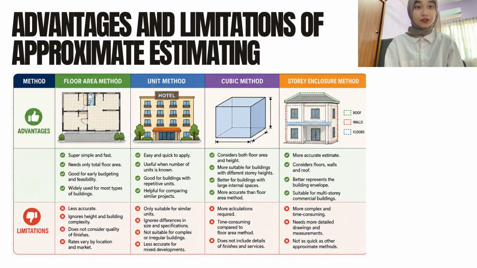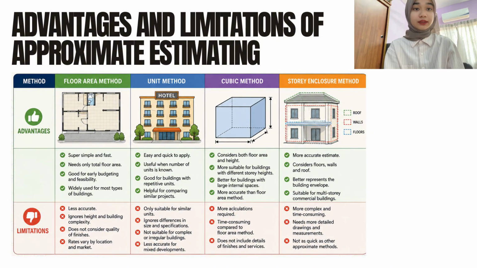For story enclosure method, the advantages are: more accurate estimate, considers floor, walls, and roof, better represents the building envelope, suitable for multi-story commercial buildings. For the limitations: more complex and time consuming, needs more detailed drawing and measurement, not as quick as other approximate methods.